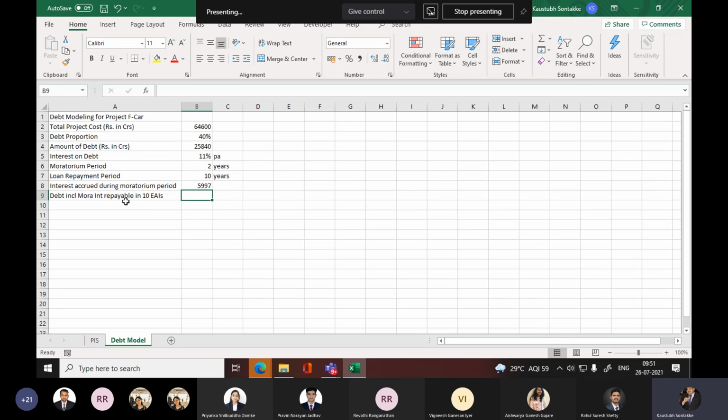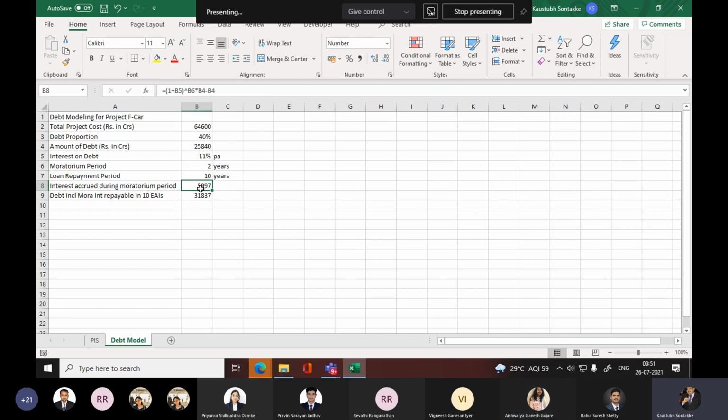So the total loan is now calculated as the amount of debt plus the interest. After adding this 2 years interest, the total loan is 31,837 crores, which is repayable in 10 years.